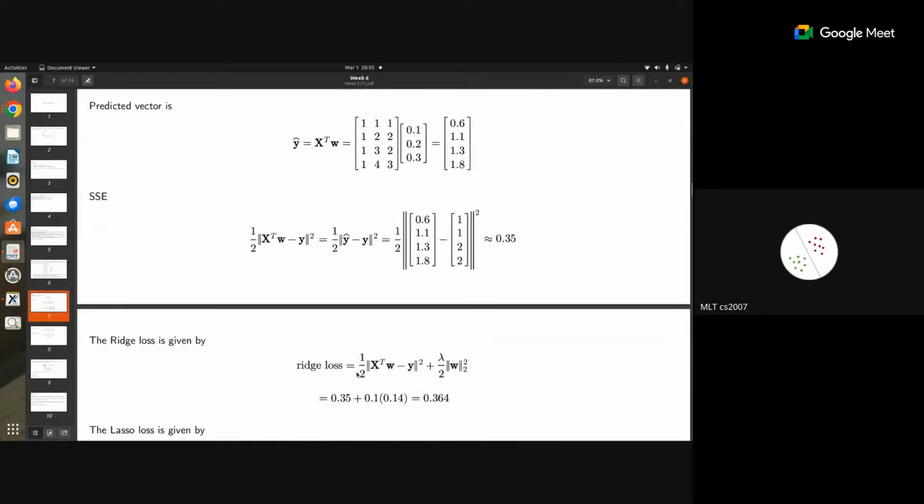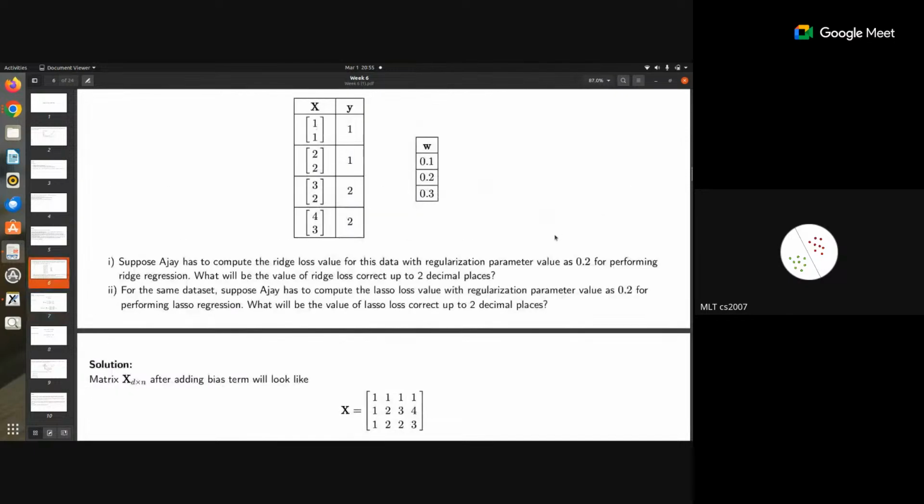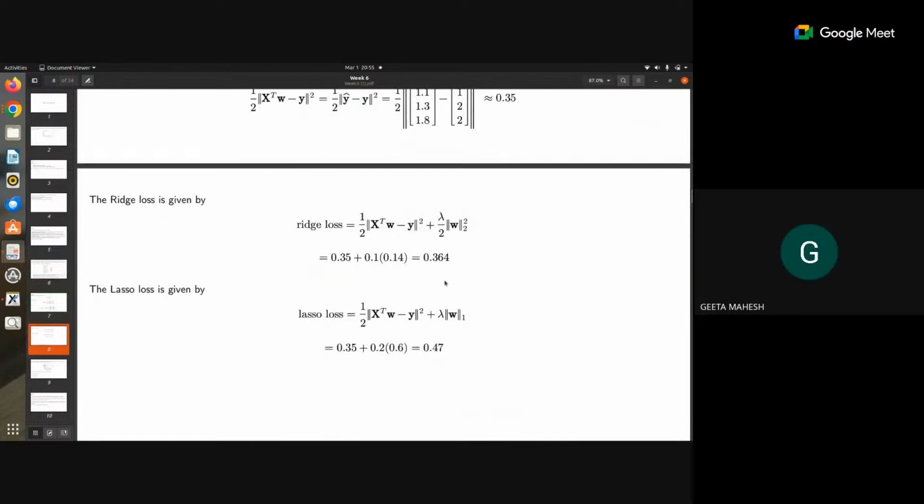And what will be the ridge loss now? This is the loss after the normal linear regression we put. How will you add the ridge loss? So this is 0.2 here, the value of lambda, plus the length of this W vector, the length of the W vector. Why have they divided by 2, sir?